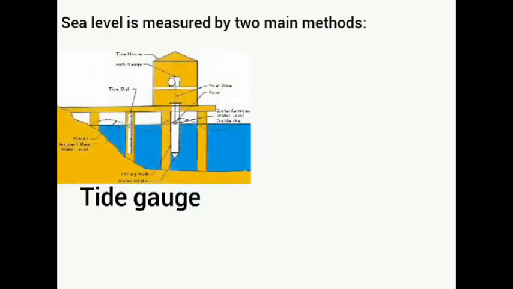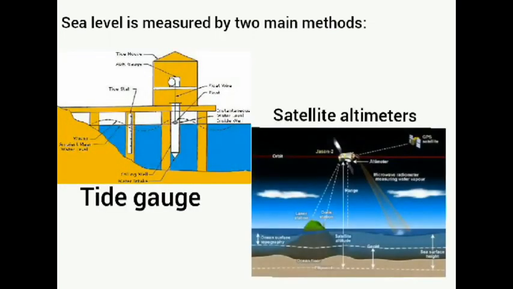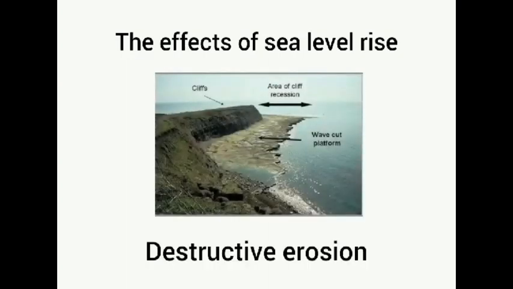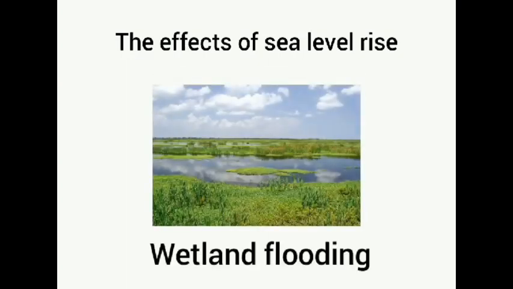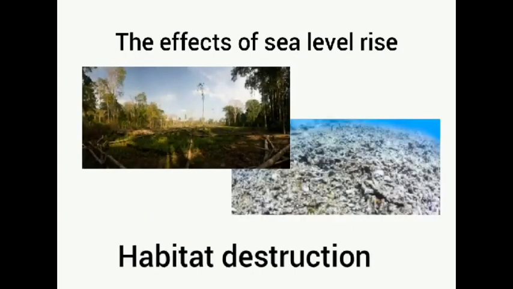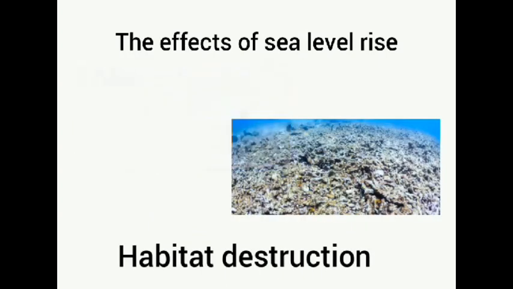Sea level is measured by two main methods: tide gauge and satellite altimeters. The effects of sea level rise. When sea levels rise as rapidly as they have been, even a small increase can have devastating effects on coastal habitats further inland. It can cause destructive erosion, wetland flooding, aquifer and agricultural soil contamination with salt, and loss of habitat for fish, birds, and plants.